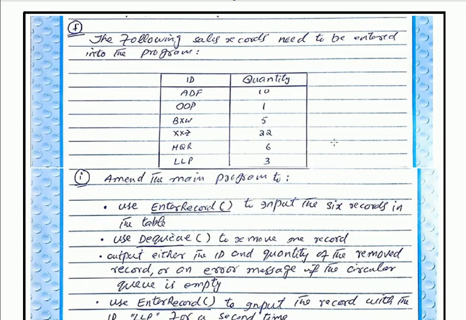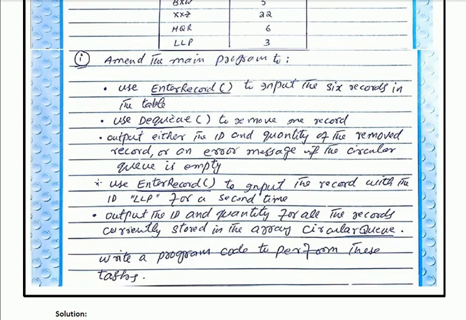In the part F of the program, the following sales records need to be entered in the program: ADF equal to 10, LLP equal to 3, and so on. Part first, amend the main program to use enter record to input the 6 records in the table. Use the Dequeue to remove one record. Output either the ID and the quantity of the removed record or an error message if the circular queue is empty. Use enter record to input the record with the ID LLP for the second time. Output the ID and quantity for all the records currently stored in the circular array.